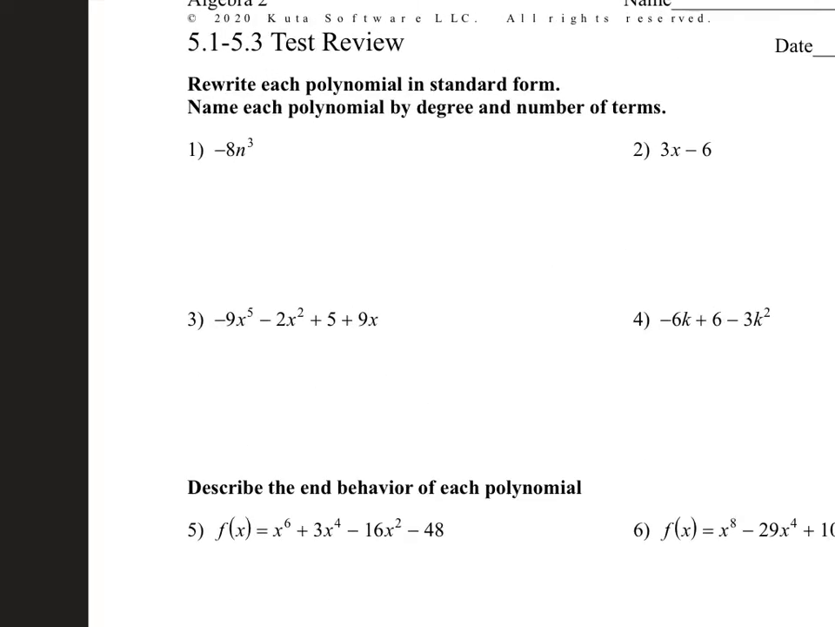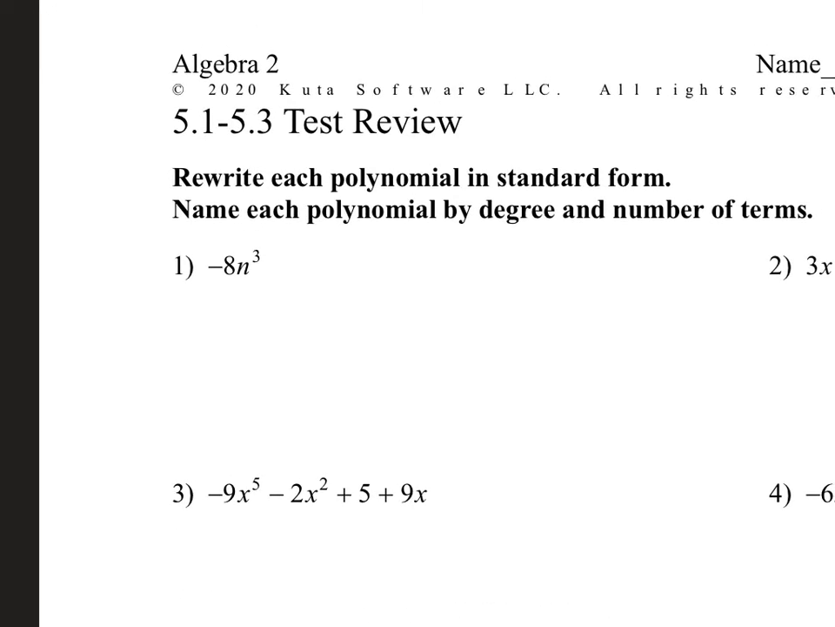So let's take a look at number 1. We need to rewrite each polynomial in standard form, name each polynomial by degree and number of terms. So is this in standard form for number 1? Yep, there's only one term, so it's already in standard form.